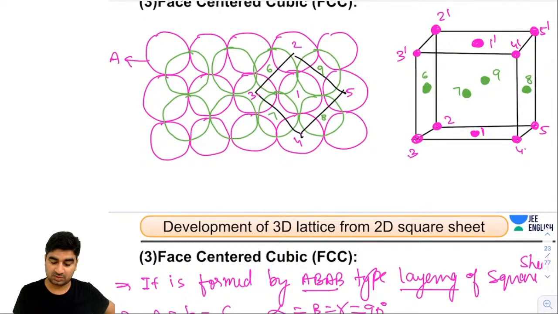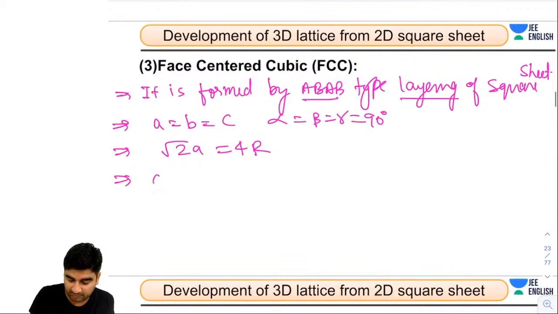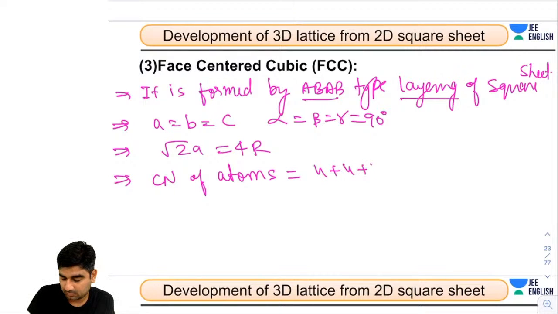So what will be the coordination number? Yes, guys, if you see this one atom, it is touching 4 spheres in its layer and 4 green color and 4 will be below. So the coordination number of atoms would be 12.